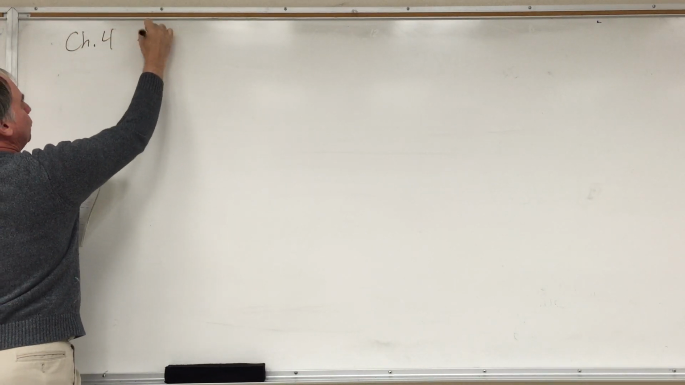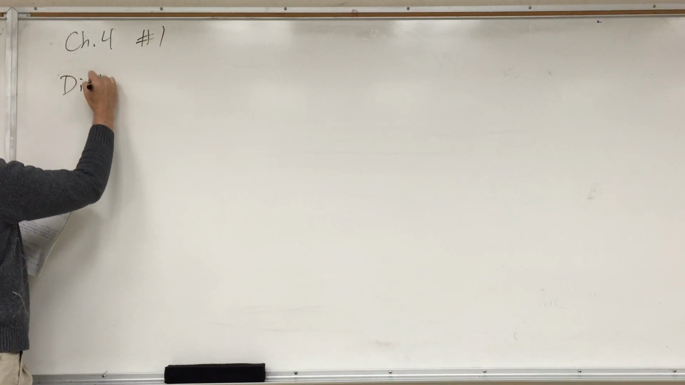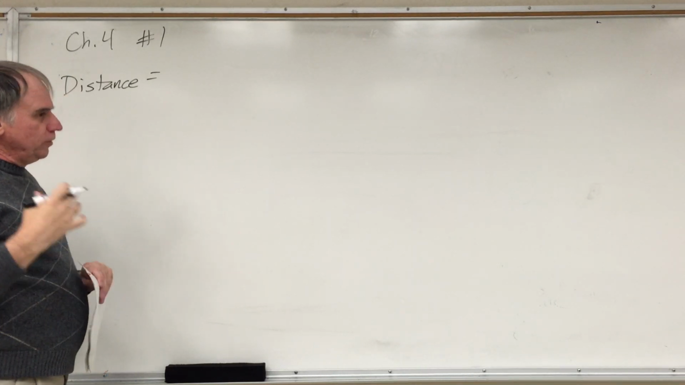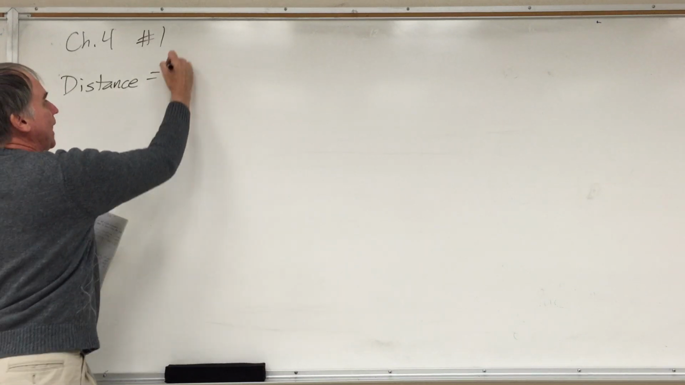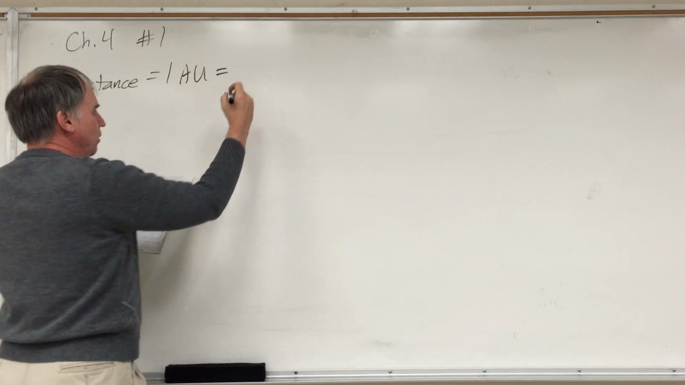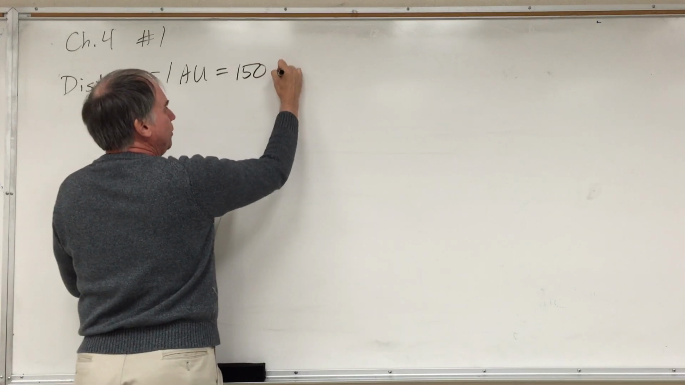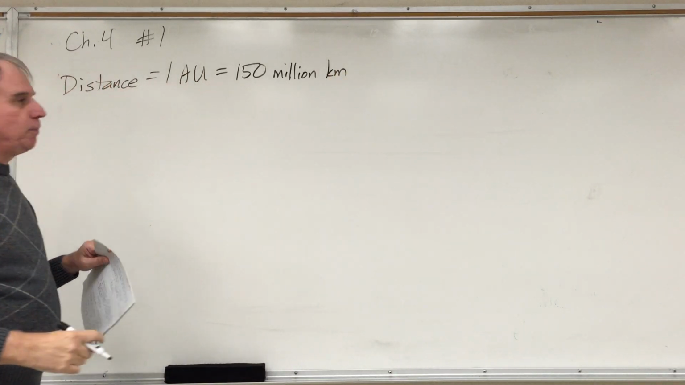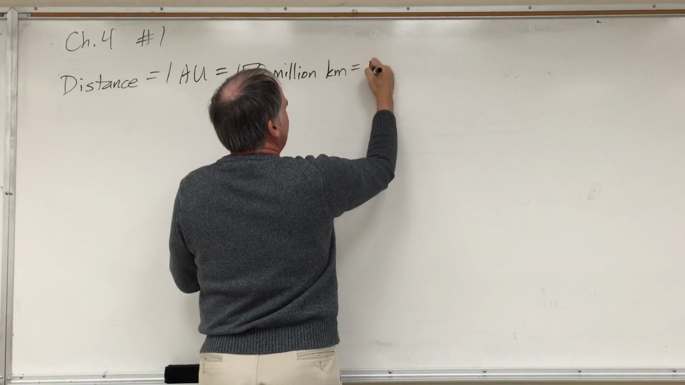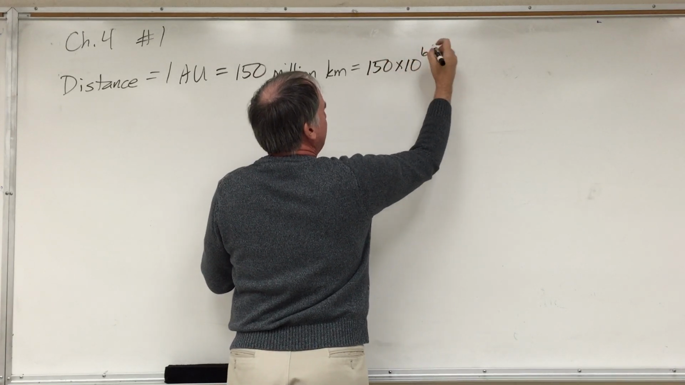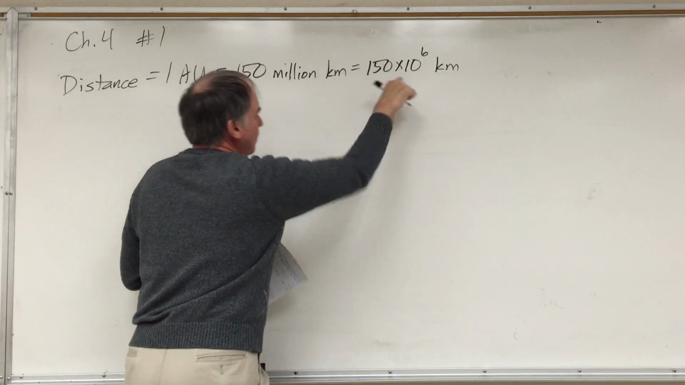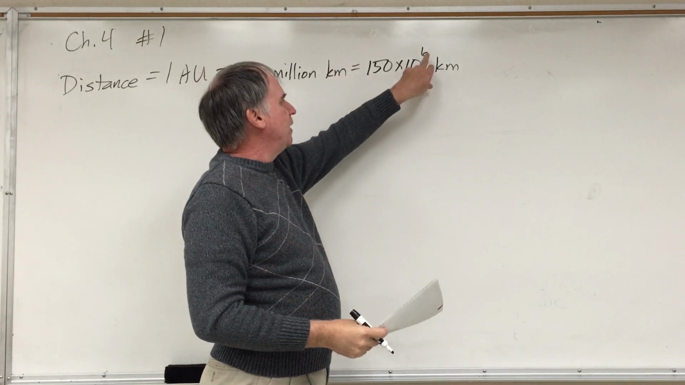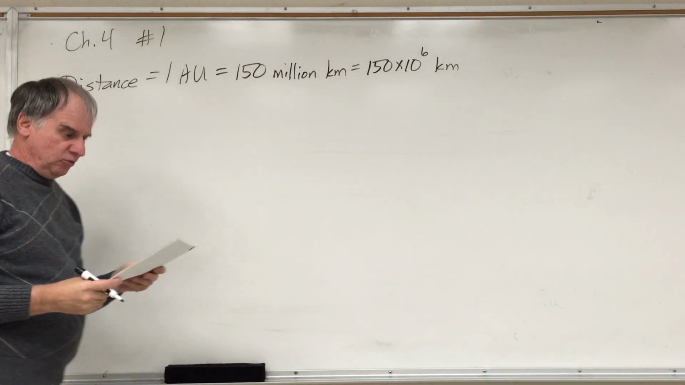Chapter 4, number 1. The distance from the sun to the earth is the 1 AU distance, which is 150 million kilometers, as given in the problem statement, which could be written as 150 times 10 to the 6 kilometers. A million is 10 to the 6. I could also write that as 1.5 times 10 to the 8, but that's not required.